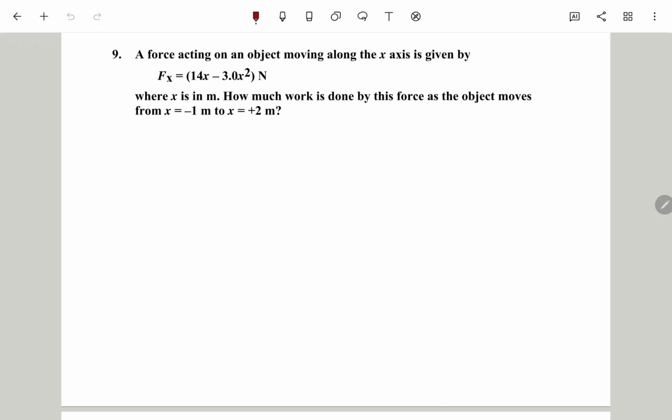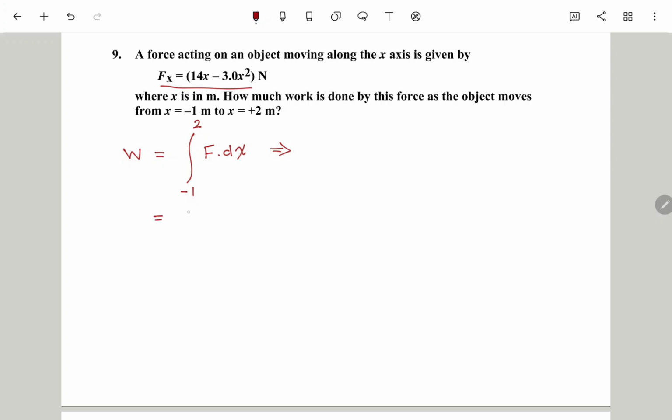A force acting on an object moving along the x-axis is given by 14x minus 3x squared newtons, where x is in meters. How much work is done by this force as the object moves from x equal to -1 to x equal to +2? This force is not a constant force, so we have to integrate. Work equals the integration from x1, which is -1, to x2, equal to 2, of F dx.